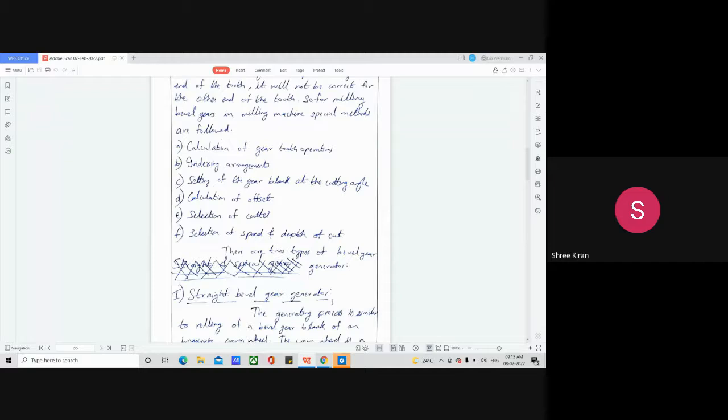So in the case of gear, what happens? What do you mean by teeth? What are the parameters you consider for this? In the case of bevel gears, what type of teeth will we be having? We will be having curved teeth.